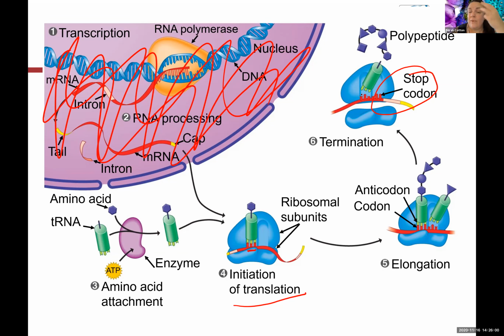Because there is no matching tRNA, everything comes apart. Remember there were 3 stop codons. All 3 of those have no tRNA that is complementary to them. They do not have a tRNA that matches up with them.